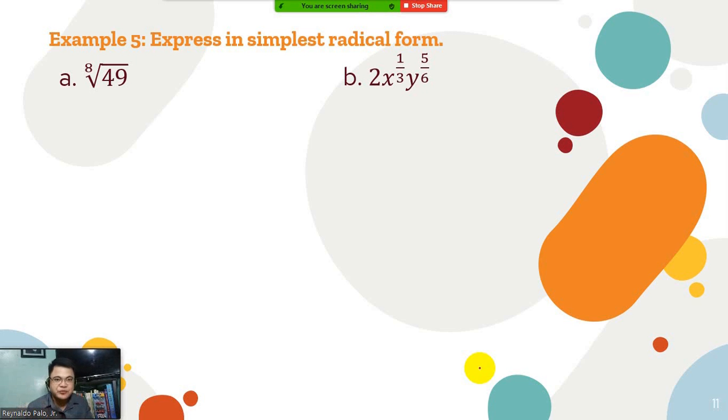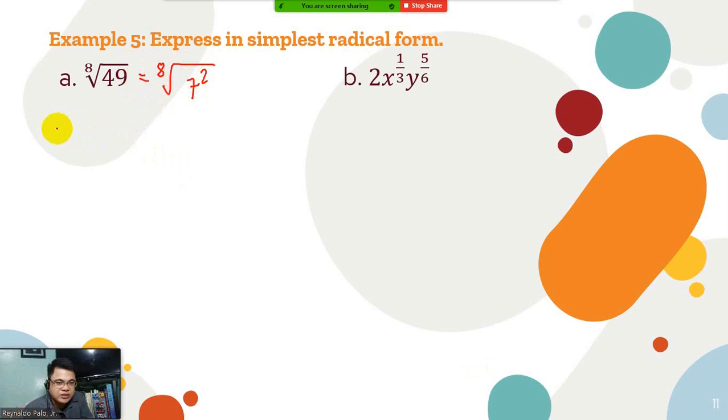So for 8th root of 49, as you can see, the index is 8. So 49 is not a perfect 8th root. All we can do here is just to simplify this radical. So 49, based on the table that we had a while back, is a perfect square. And square root of 49 is 7. So we can write this as 8th root of 7 squared. They are just the same, because 7 times 7 is still 49.